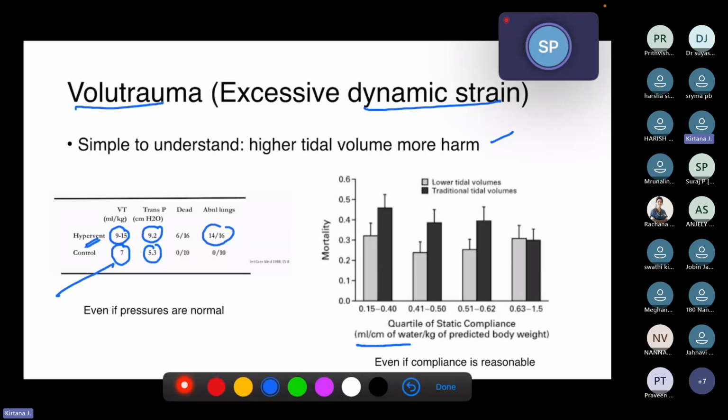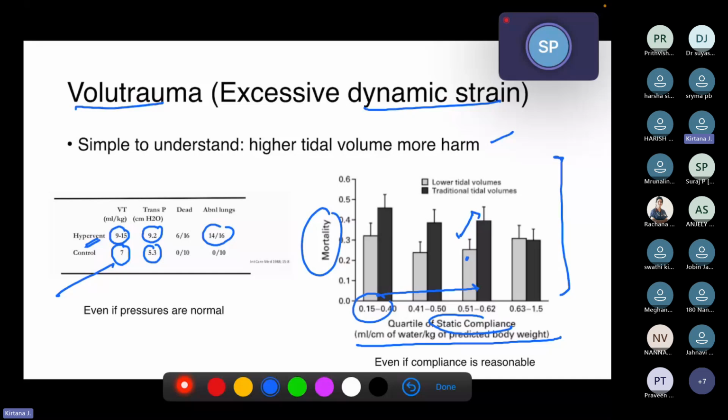If you look at the ARDSnet trial, it did a subgroup analysis and plotted the mortality of patients against the value of static compliance. They made 4 quartiles of the lung compliance and plotted the mortality. As we know, a better compliance suggests that the lung is less severely involved, right? But what you can see is that among the first 3 quartiles, even as compliance increases, that is, there is less evidence of lung injury, there was still a definite difference in mortality between the low tidal volume group and the high tidal volume group.